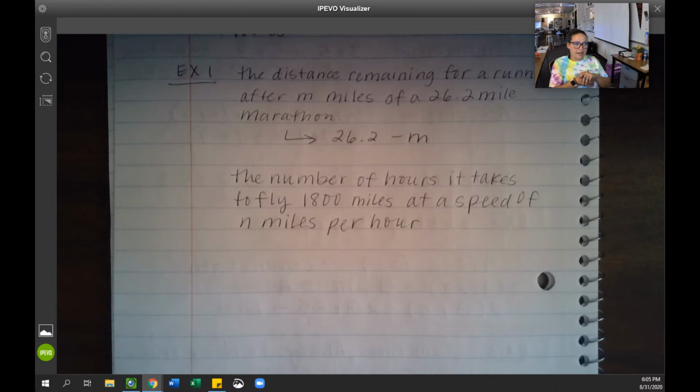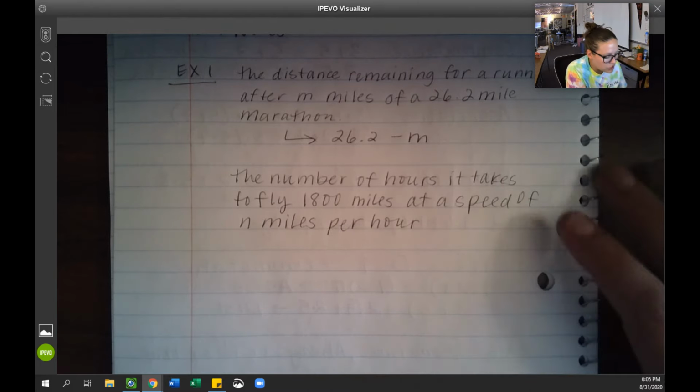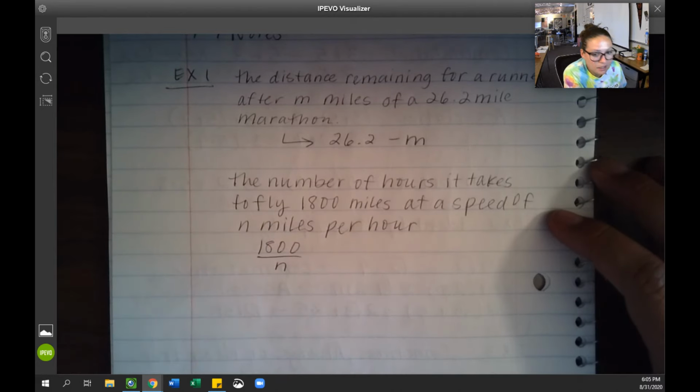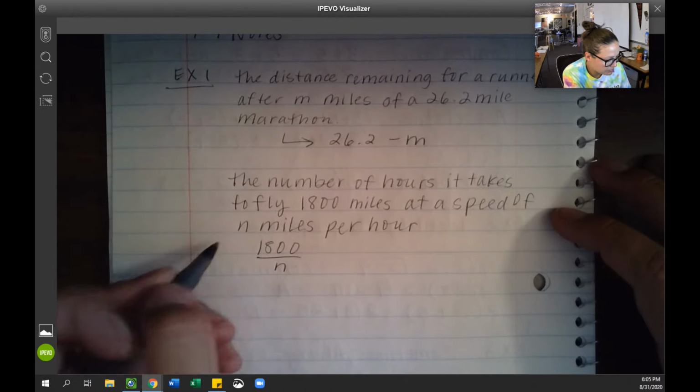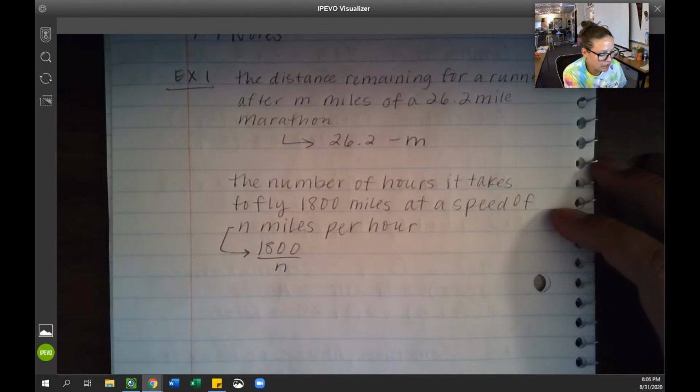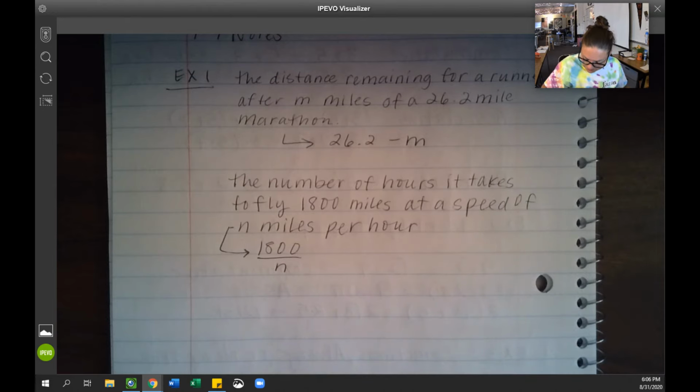Let's say I am flying 300 miles per hour. If I'm only doing 300 miles per hour, I'm going to do 1,800 divided by 300, and that would give me 6 hours. So in general, I do 1,800 divided by whatever my speed is. So turn that into an algebraic expression.